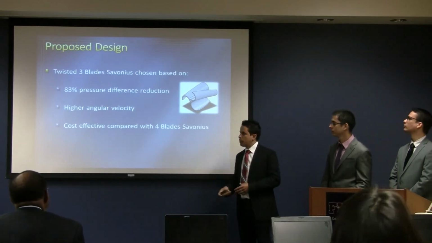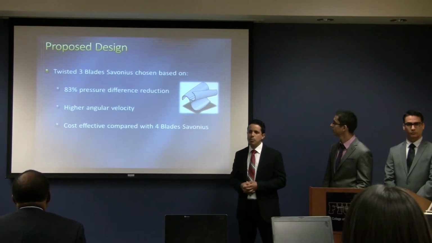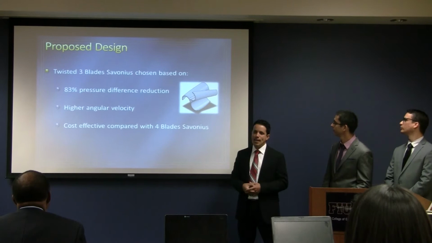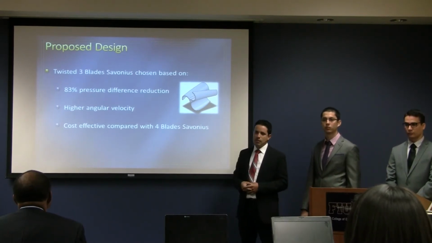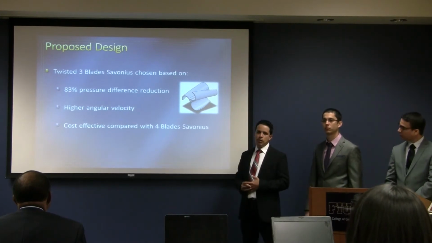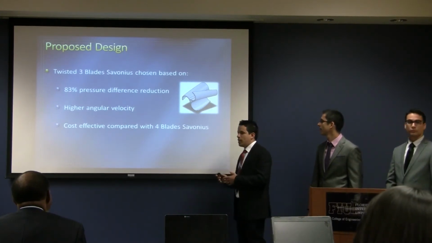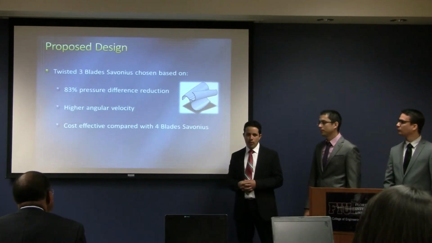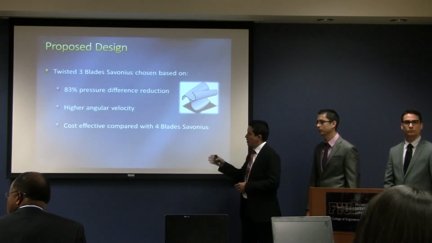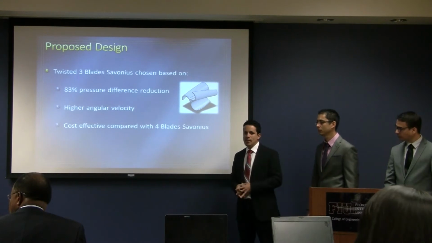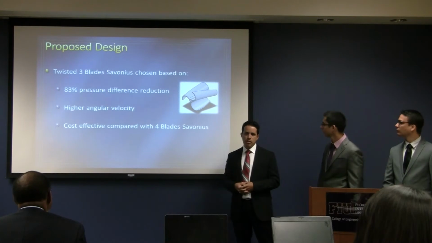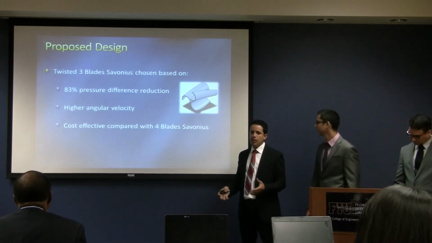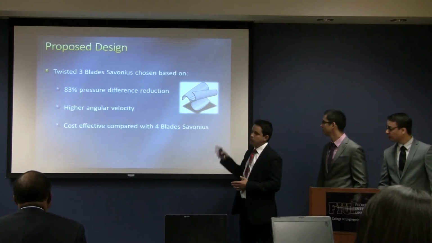And why did we choose that one? First of all, it has about an 83% improvement on the pressure difference on the roof. Secondly, it has a very high angular velocity, which is great for power generation. And thirdly, it's cost effective when compared to the 4-blade Savonius. Now, why do we compare it to the 4-blade? Because the 4-blade performed a little bit better when it comes to wind mitigation. However, its rotational speed was considerably smaller than the 3-blade, and that is not good when it comes to power generation. So for that reason, after an overall assessment, our proposed design is the 3-blade Savonius.